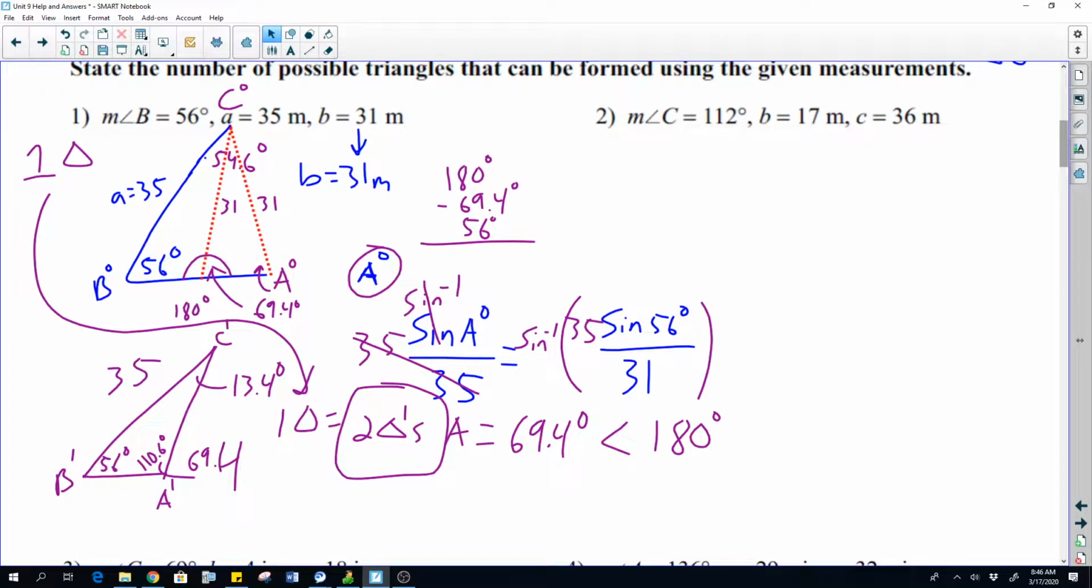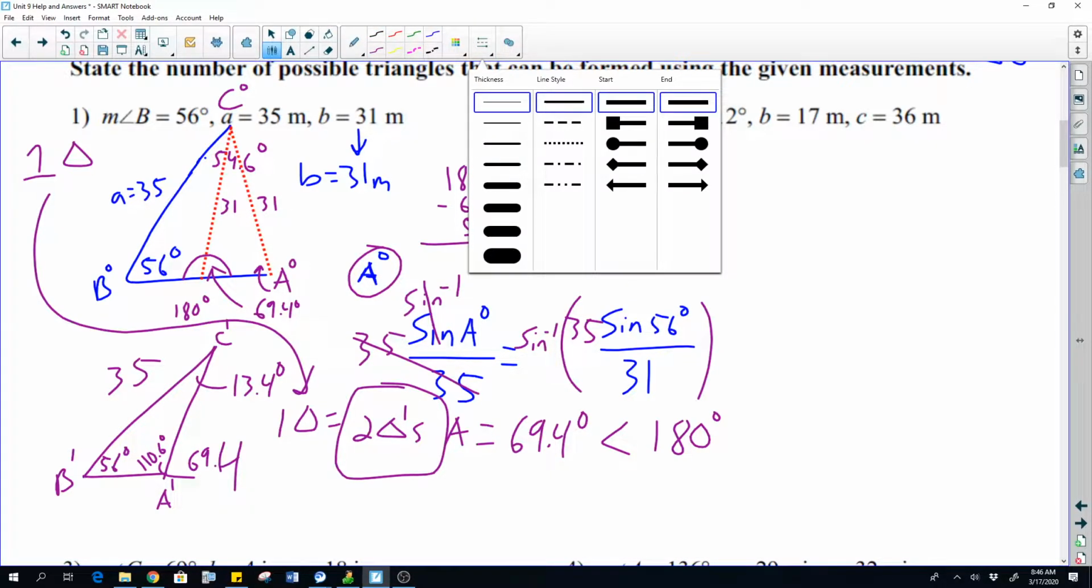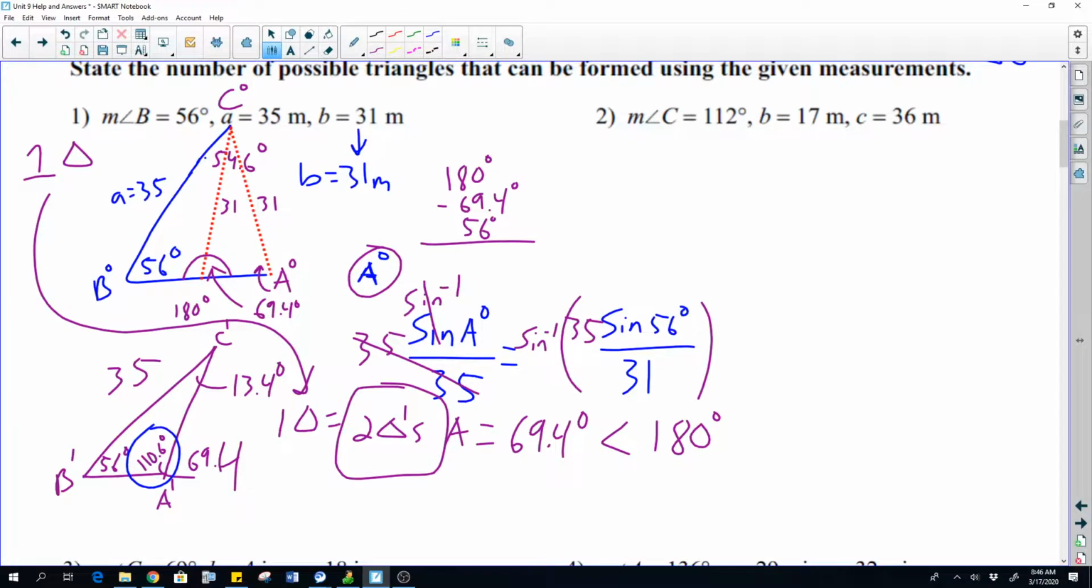So number one, we went through together. And we learned that because of the angle and sides they gave us, we could actually come up with two different triangles. One was an obtuse triangle with a rather large angle, 110.6 degrees. And then we also had an acute triangle with 69.4 and 54.6 degrees. So that was our acute triangle, and then our obtuse triangle had a big angle and little angle.